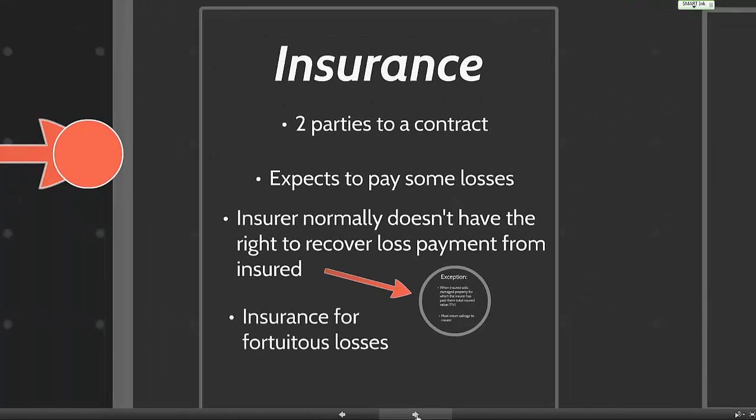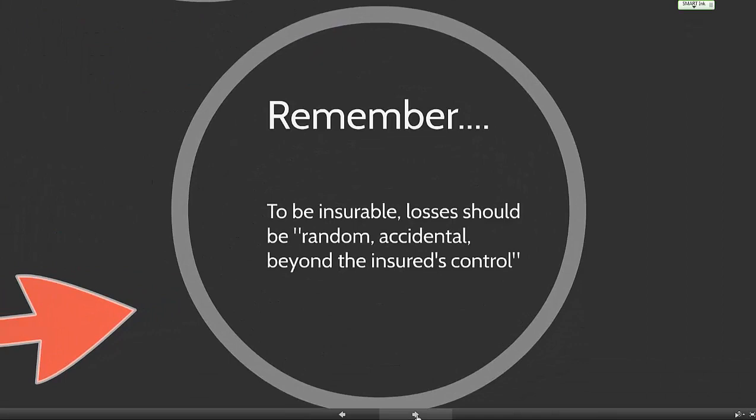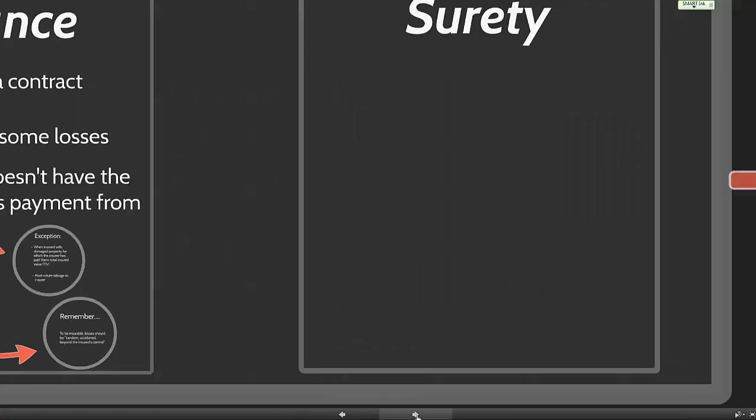And last, insurance is for fortuitous losses. Remember that to be insurable, losses should be random, accidental, and beyond the insured's control. That is fortuitous. But now let's look at surety.